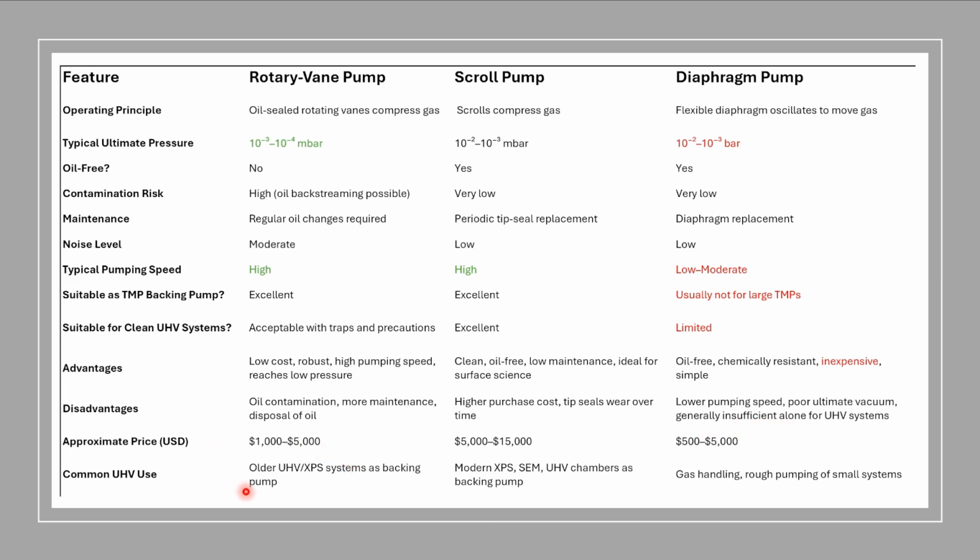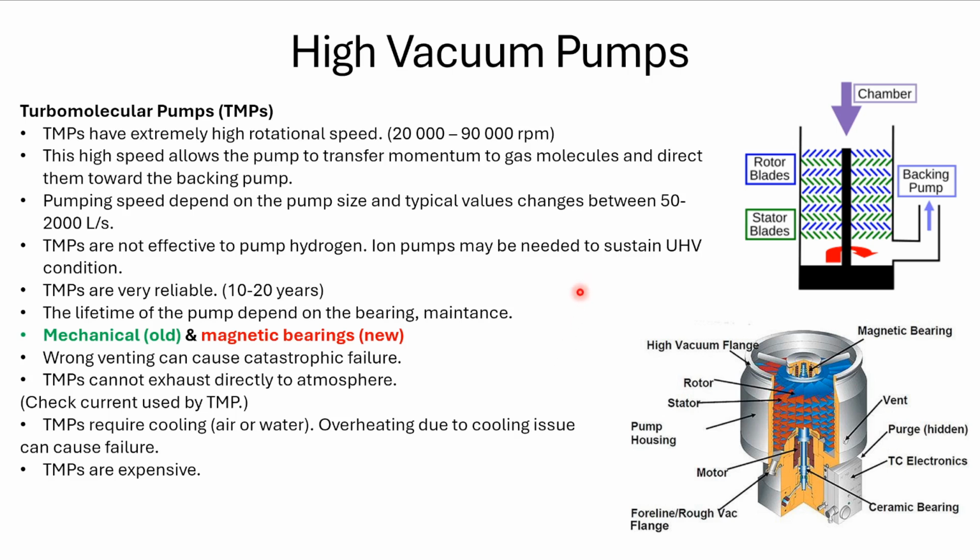Rotary-Vane pumps are common in the UHV systems. Scroll pumps are also common in the UHV system, but diaphragm pumps are very common for the vacuum ovens. In the second part, I will talk about the high vacuum pumps. The first one is the turbomolecular pump.